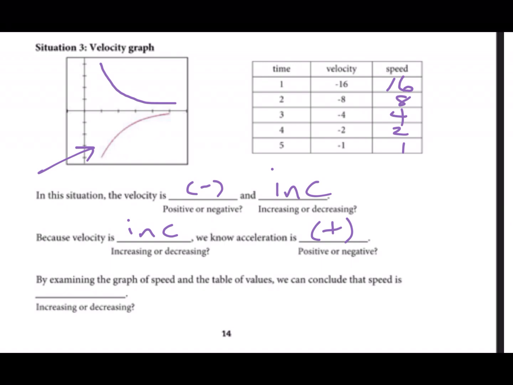Lastly, by examining the graph of speed, there's my speed graph. Is that graph increasing or decreasing? Is it rising or falling? It's falling, right? So it's decreasing. Look at these values. 16 down to 8, down to 4, down to 2, down to 1. Those are definitely decreasing values. Okay. Questions, message me. Let's move on to situation 4.